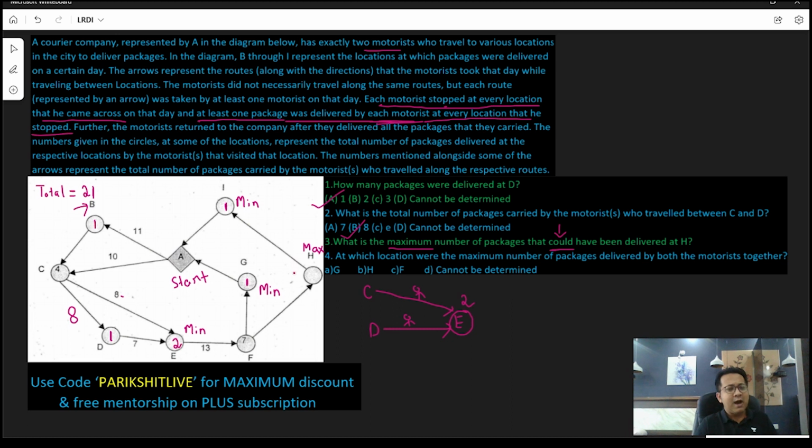So how many more are remaining? 21 minus 17 is 4. 4 of them have to be delivered at H. Simple. So 21 is the total, right? Total 21 should be delivered across B to I. So B, C, D, E, F, G, H, I. Total delivery should be equal to 21. You have all the remaining numbers except H. So B 1, C 4, so 1 plus 4 plus 1 plus 2, you do it. So total we got 17. So H has to be the remaining: 21 minus 17, 4. And that's your answer for the third one.